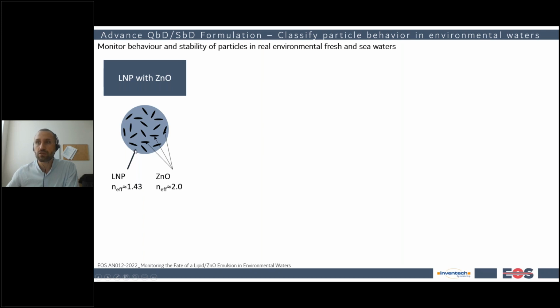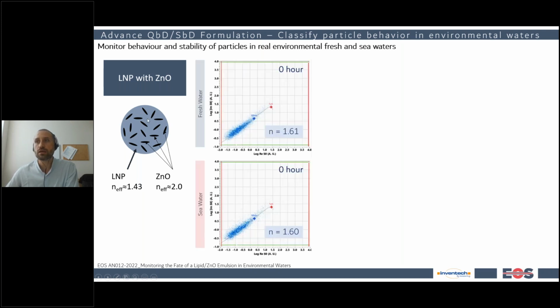And we know that the refractive index of the lipid is 1.43, and the refractive index of the zinc oxide is more or less 2 at our wavelength. We can verify this by measuring pure lipid particles in the fluid, or zinc oxide particles properly stabilized and dispersed. But what happens if we have to measure this system? We can check how the particles behave in target-relevant media, for example, fresh water versus seawater.